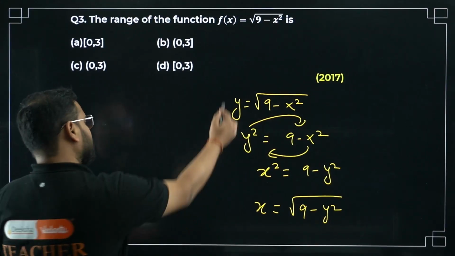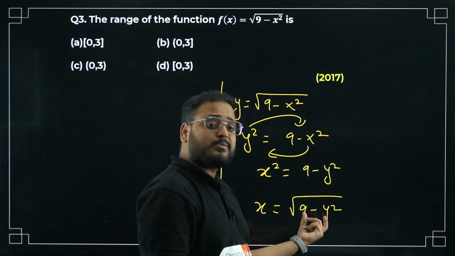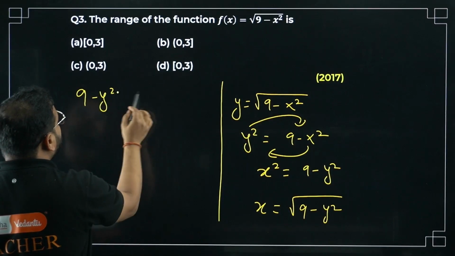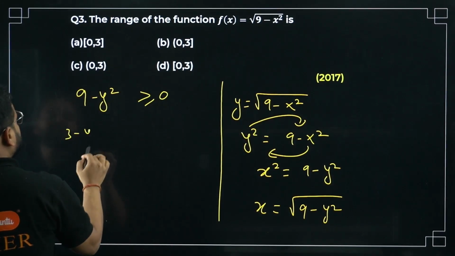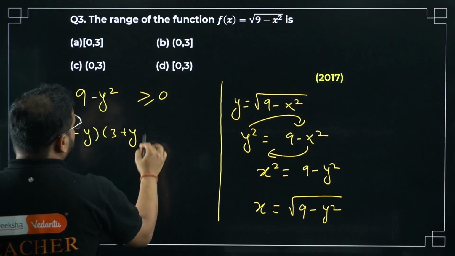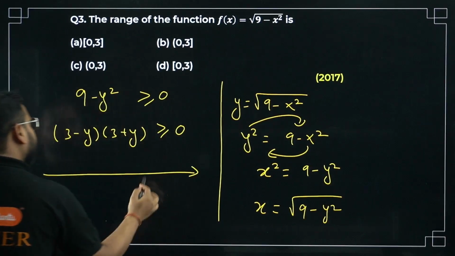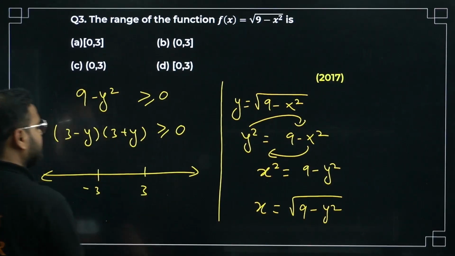Correct, na? Chaliye. I have to apply the condition for this. This root has to be positive always. It means 9 minus y square has to be always greater than or equal to 0. Factorize this: I get (3 minus y)(3 plus y) always has to be greater than or equal to 0. Draw the number line. We have two numbers, negative 3 and positive 3.